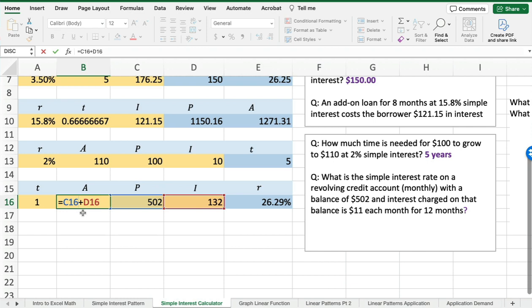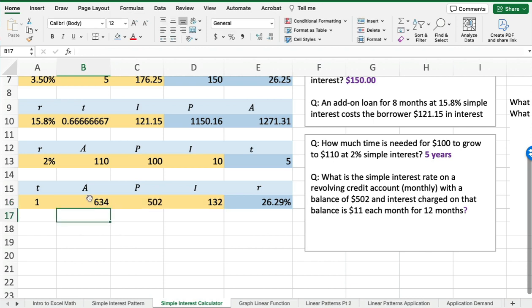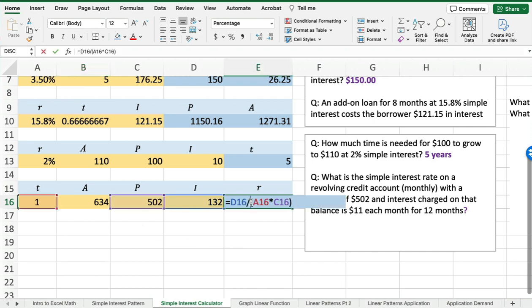Capital A then is equal to P plus I, so that's equal to C16 plus D16. So at this point, if you were to pay off the entire balance at the end of a year, you have paid a total of $502 plus the $132 of interest that you were charged for an entire year. So instead of paying $502 for something, you've paid a total of $634 for that thing, whatever that thing was. So let's calculate the interest rate.